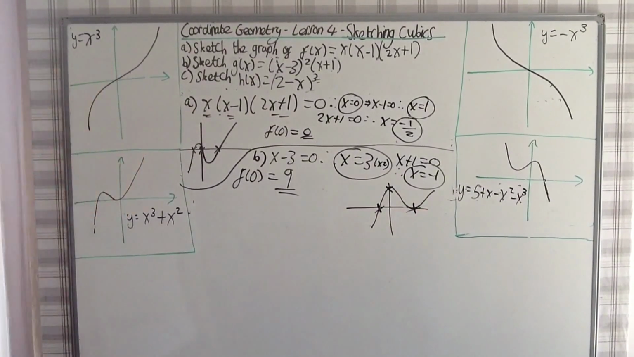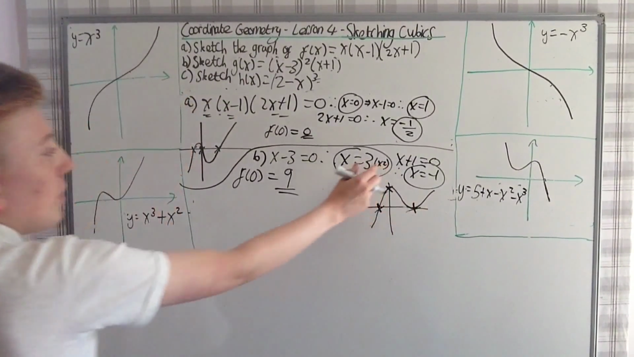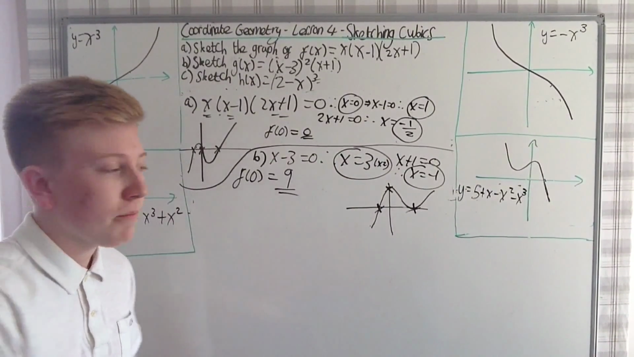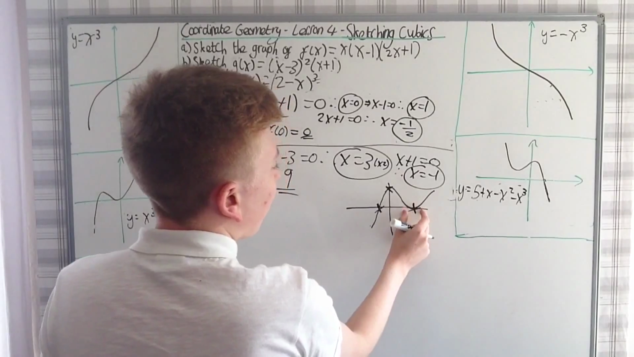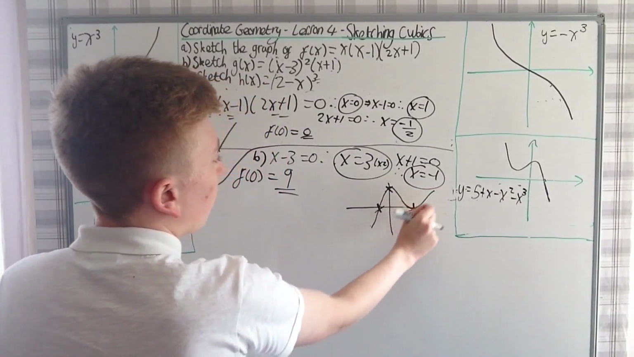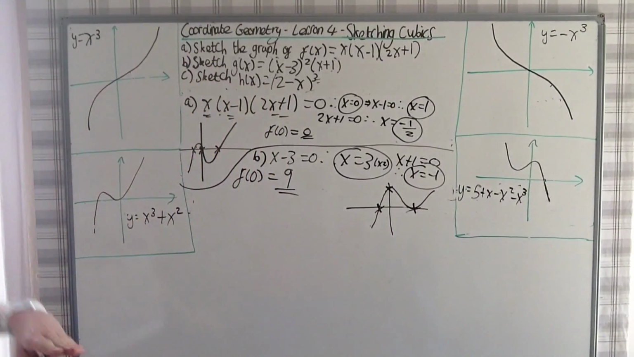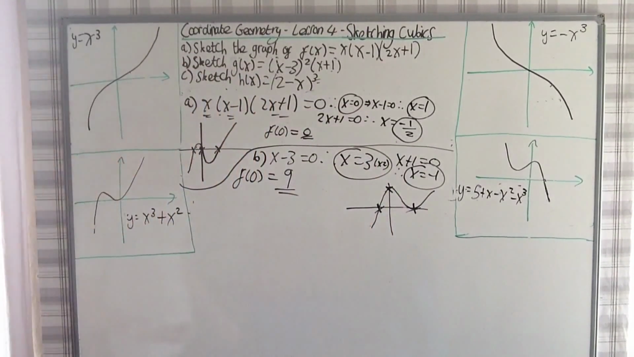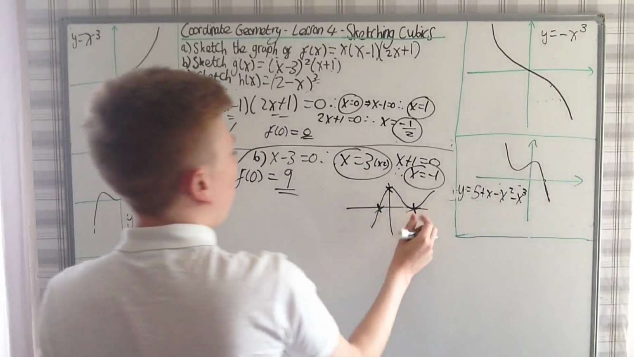The reason for this is because we have two roots which are the same. We've got two roots at x is minus 3. As a result, the graph will actually bounce off that root. It will touch it and then reflect off it, like here. So if you have two roots that are the same, then this is what happens when you sketch the graph.